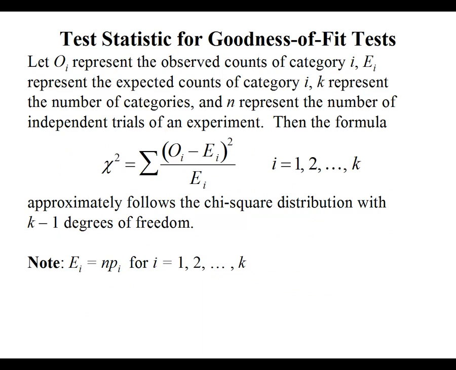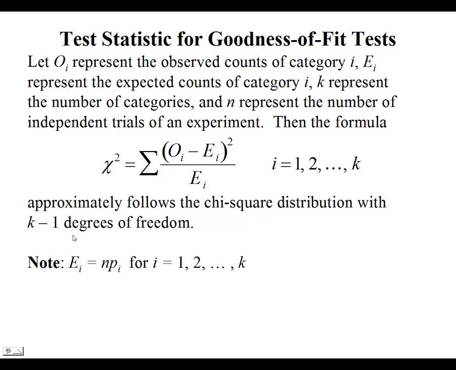Now here is our test statistic. So O is going to be for the observed, and E is going to be the expected. So we're going to take each observed value, subtract its corresponding expected value from it, square that value, and then divide by the expected value. We're going to do this in each case for each of the different categories, and then you see our summation sign here, the sigma. We're going to add them all up.